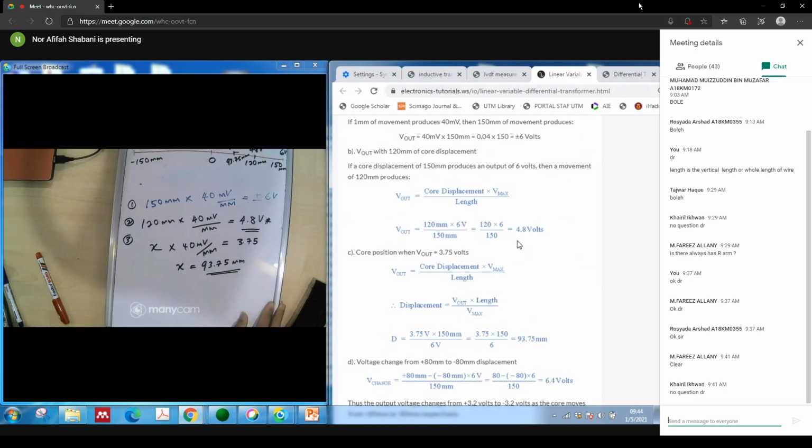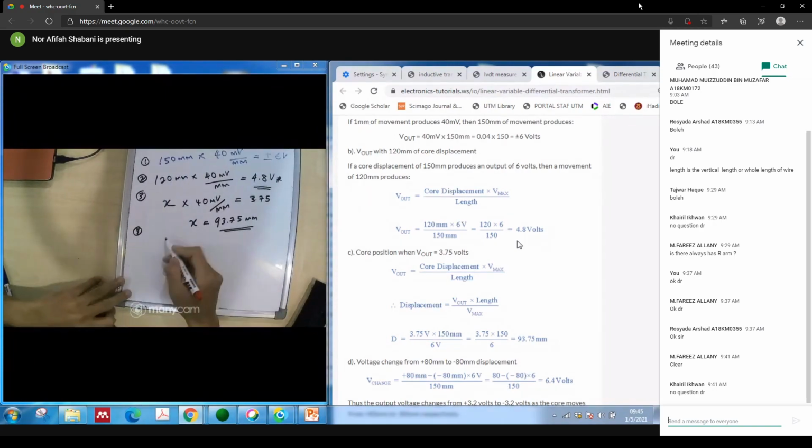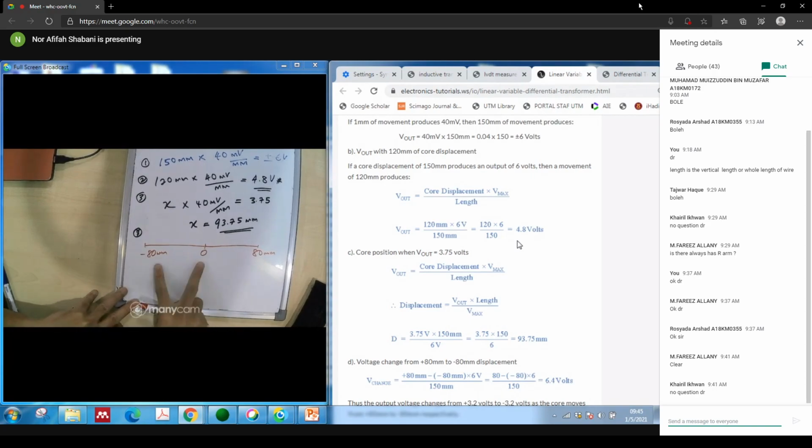And then number 4, it asks you to find the voltage change from plus 80 to minus 80 displacement. So you can get the summation. Like, the core moves from 0 to 80 millimeter and minus 80 millimeter. So it asks you to find what is the voltage range for this one.